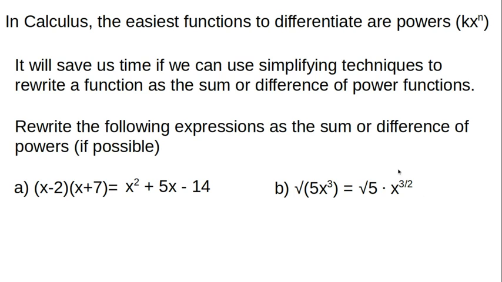And again, this is review from Course 2 material. All right, just going over that because we haven't really used it yet this year. So if you can identify k and n, it's a power. So k is square root of 5, n is 3/2. And then we've got our base x.